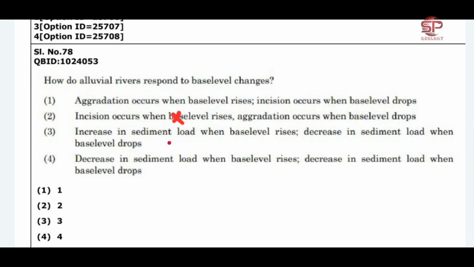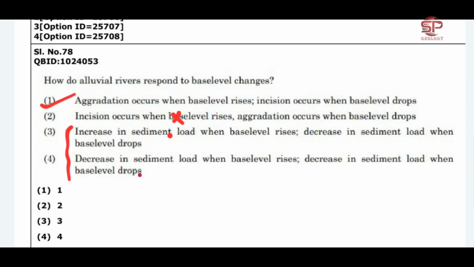Then, increase in sediment load when base level rises and decrease in sediment load when base level drops. Then, decrease in sediment load when base level rises and decrease in sediment load when base level drops. Either of the statements will be true. Aggradation occurs at the base level, it is true. And either of the statements is true.